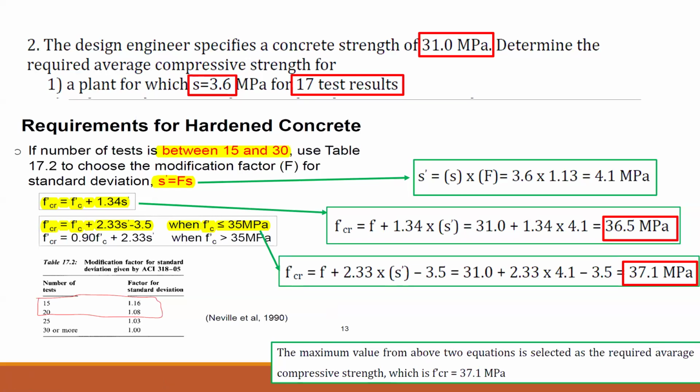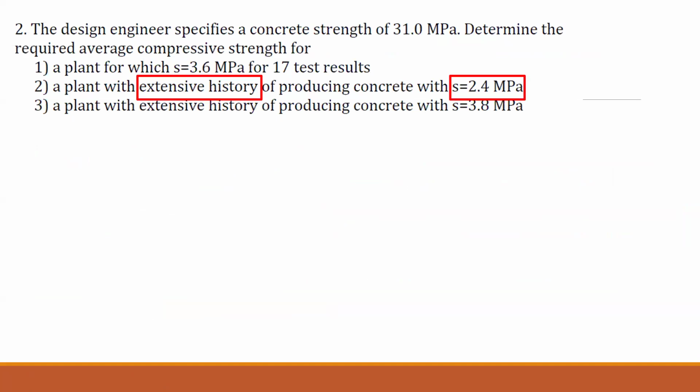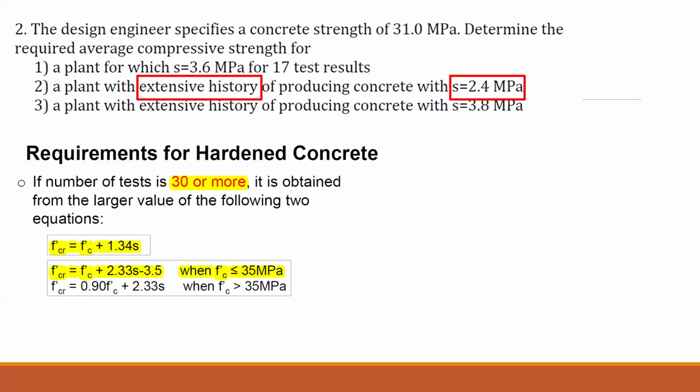Can you do the next one now? It is easy because you don't have to find a factor. You have the standard deviation. So can you find me the two values and tell me which one to use? So here we have more than 30 tests, so we use that particular set of equations. Am I right? In the previous one, we used a different set of equations. So they are different.